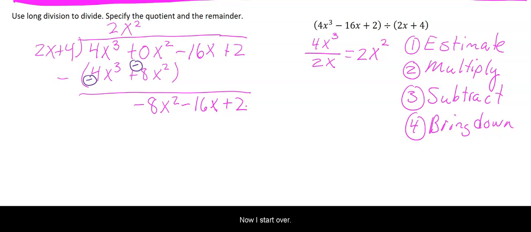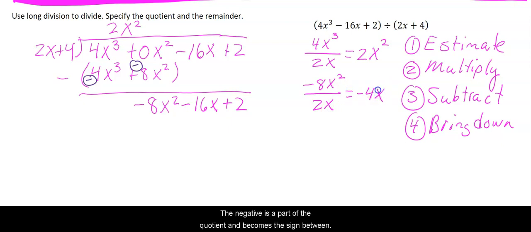Now I start over. Estimate. Now my highest degree term in the dividend part is negative 8x squared, and I divide by, again, the highest degree in the divisor, 2x. That gives me a negative 4x. The negative is a part of the quotient and becomes the sign between the terms.